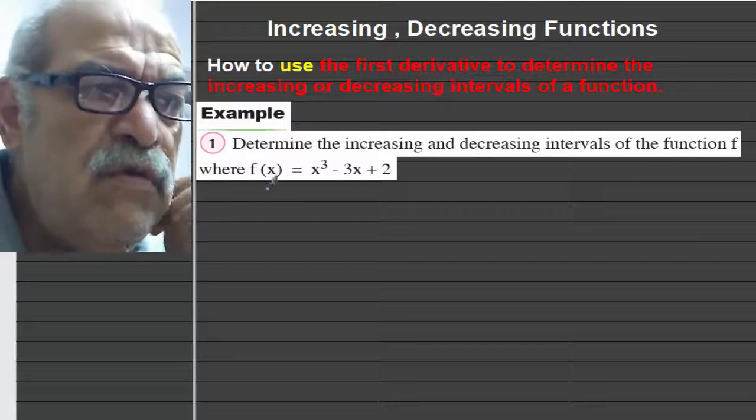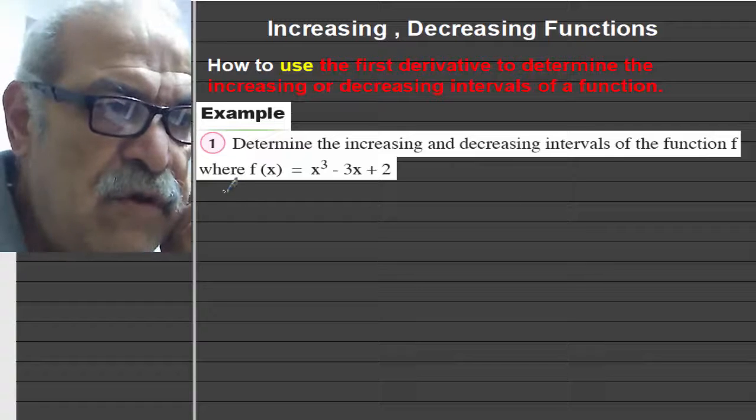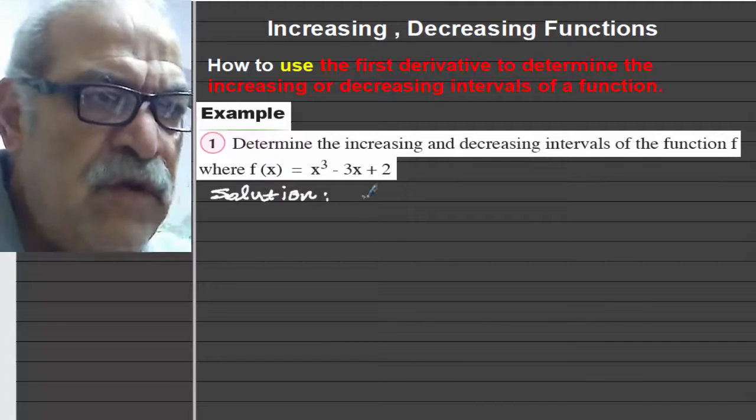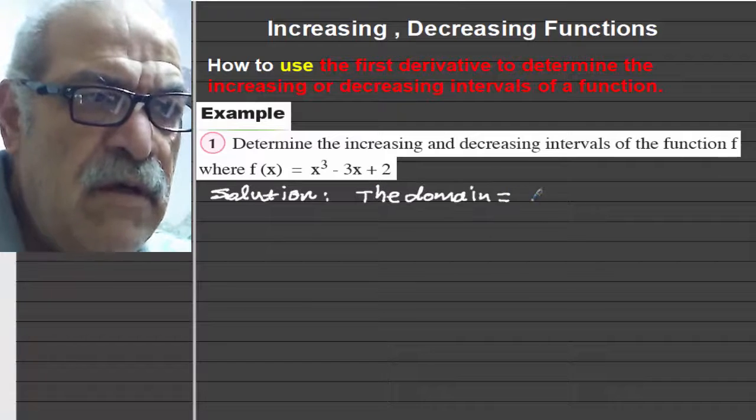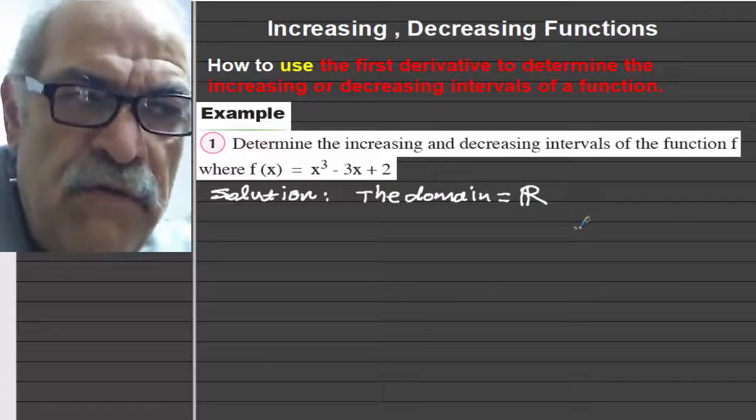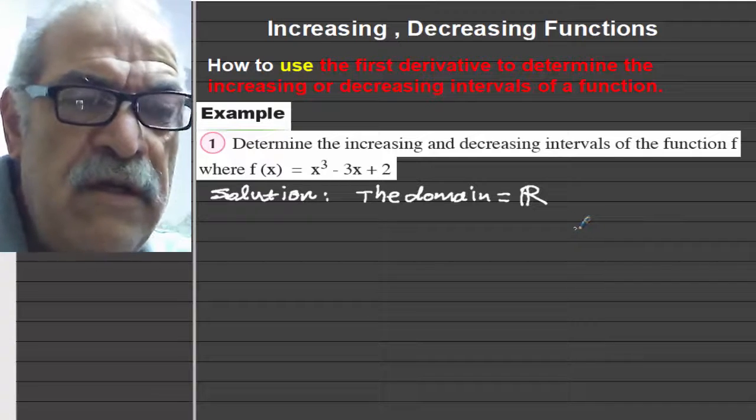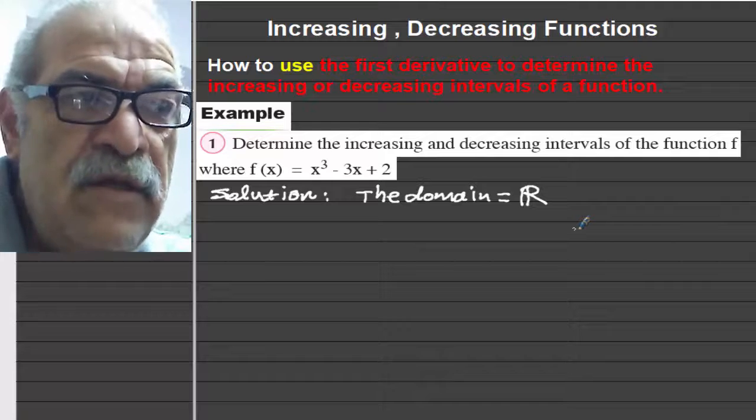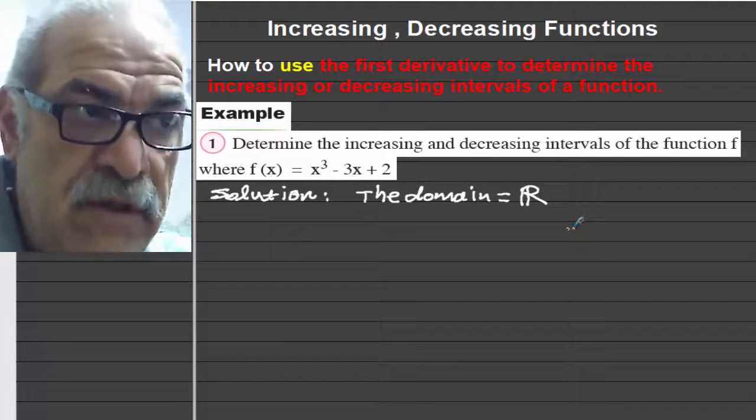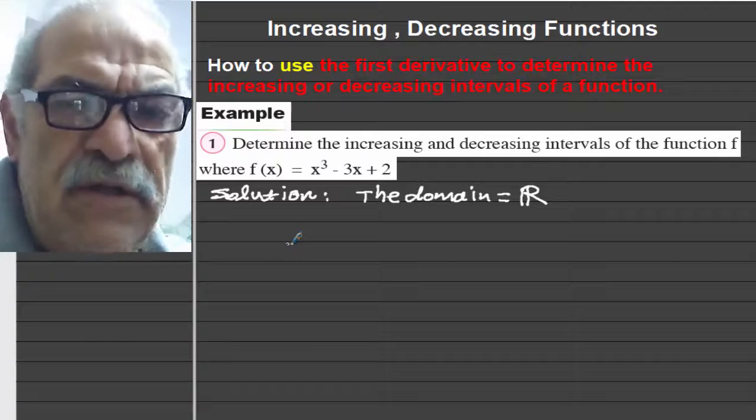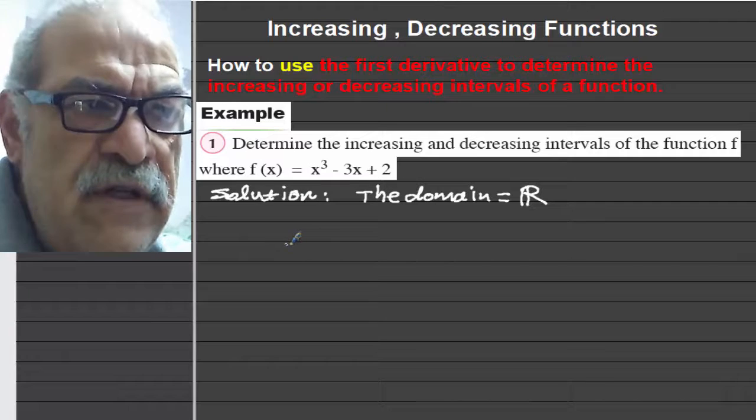First of all, we must determine the domain of the function. So, solution, the domain of the function f is R, where R is the set of real numbers, because the function here is a polynomial, and the domain of any polynomial is the set of real numbers. So we will determine the increasing or decreasing intervals using the first derivative.